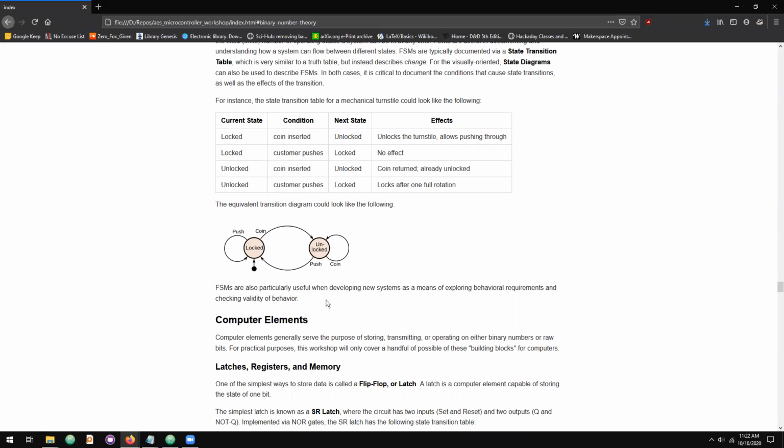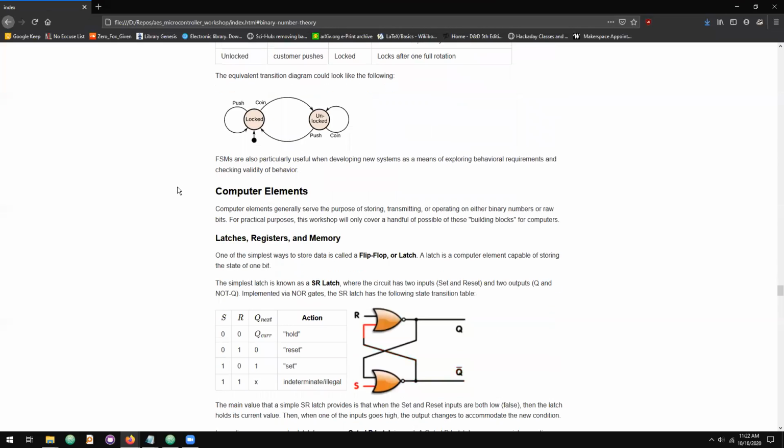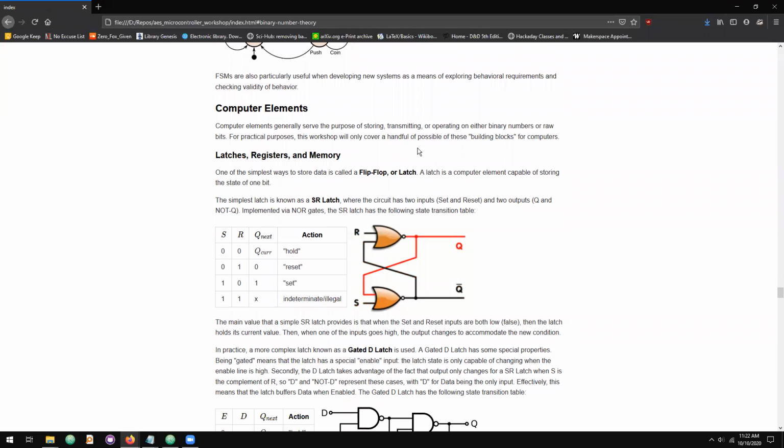But if you want to represent a light bulb, or something that can change what it's representing, that's something you want to model with a state machine. You'll see how this applies very soon when I start talking about computer elements.